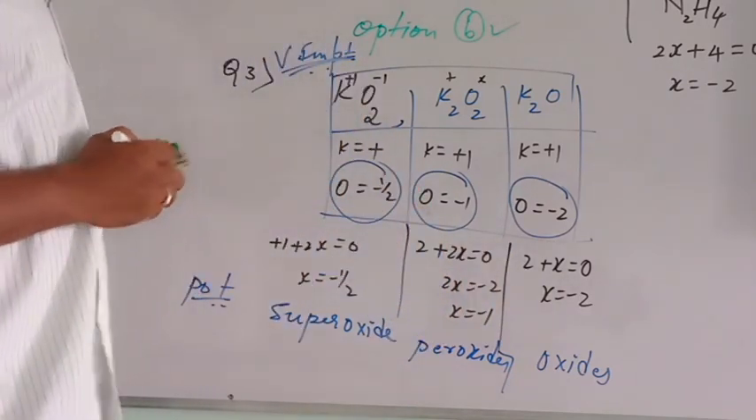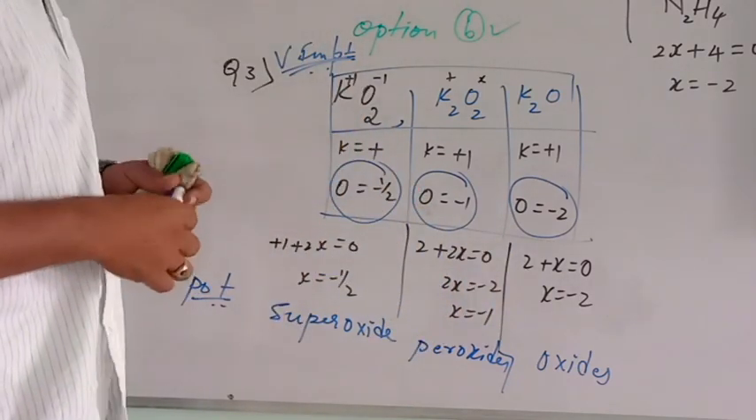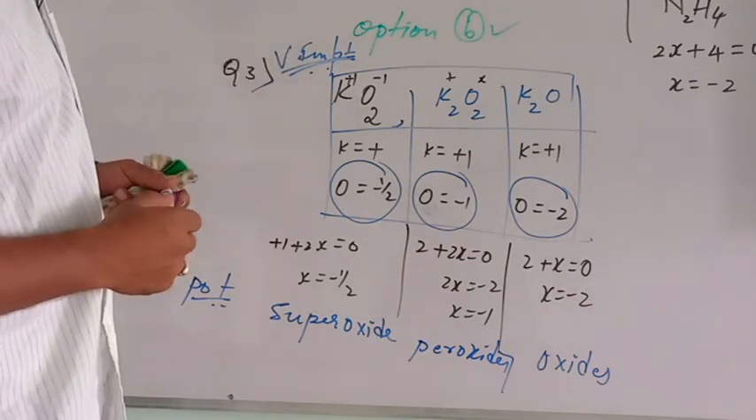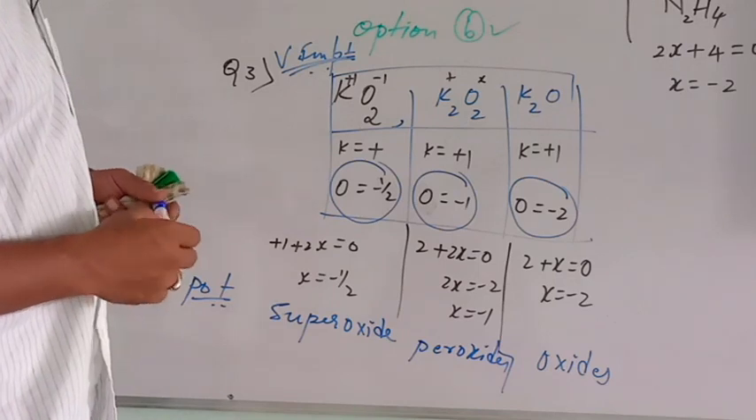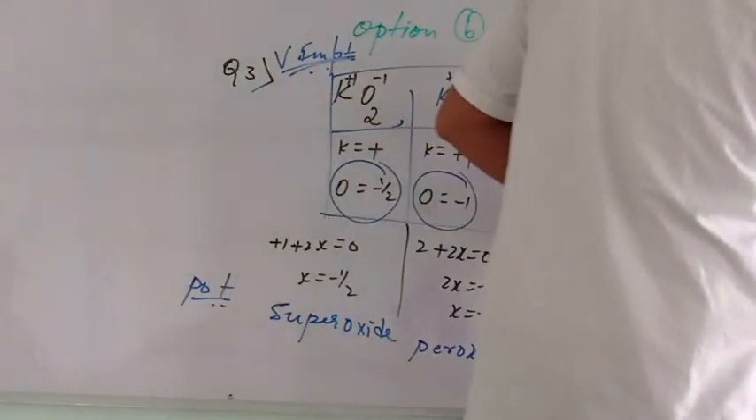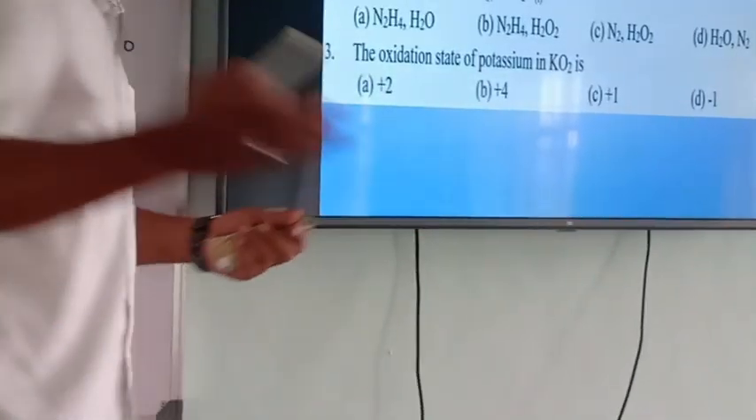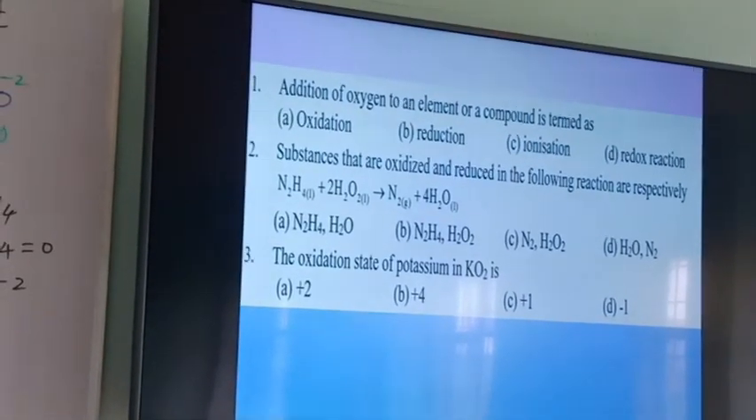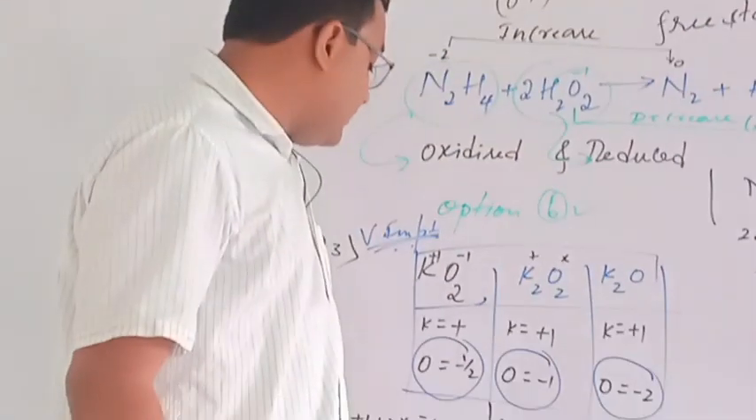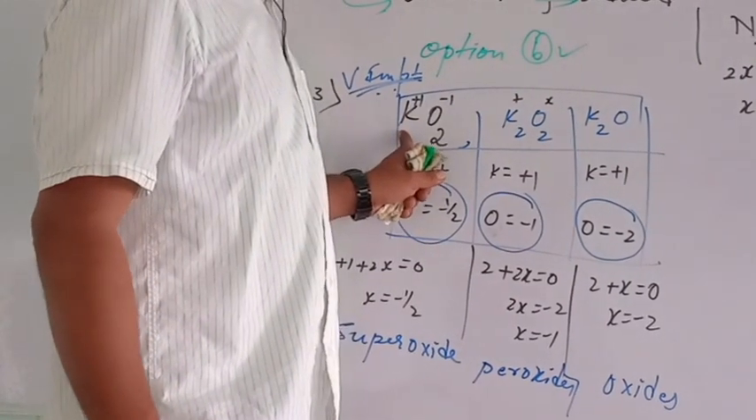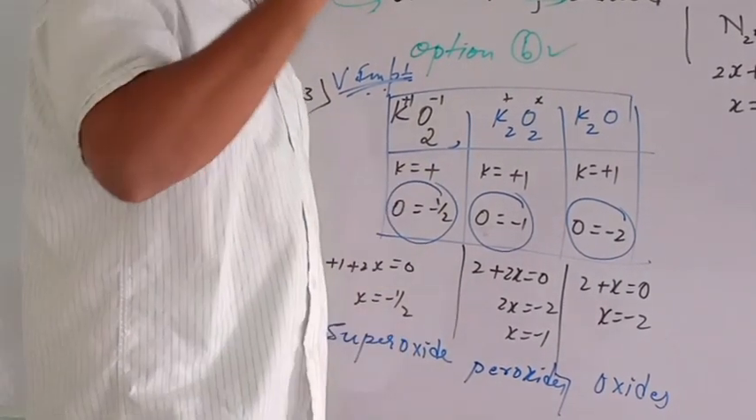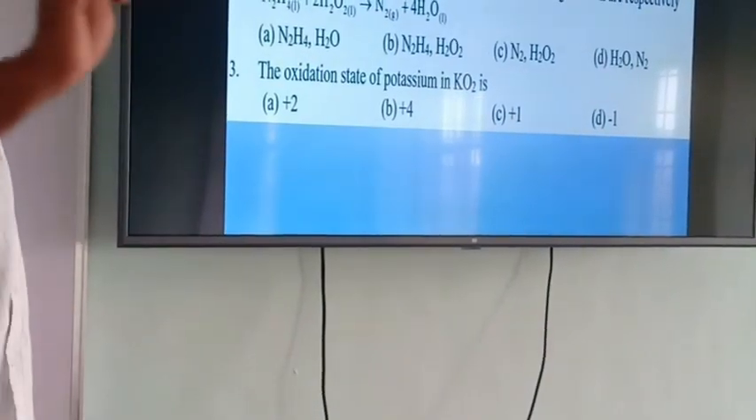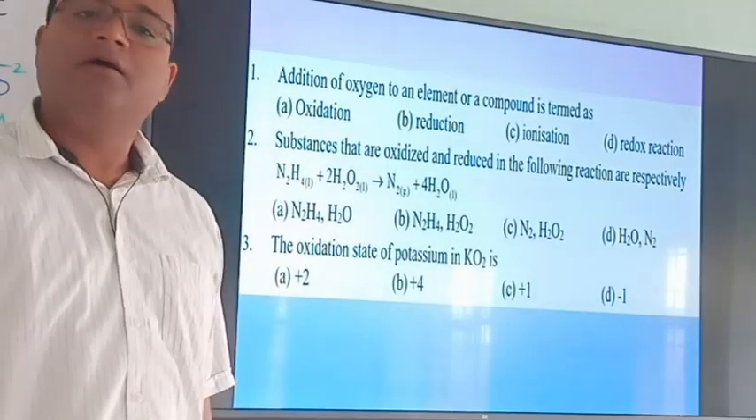Anyhow, this is not related to this type of question. The only thing is to know the oxidation state of potassium. Straightforward question. Some students will get confused with this. If the charge of oxygen is minus half, then it should be like plus half. No, it is not like that. The charge of potassium is always +1. Option C is the correct option.